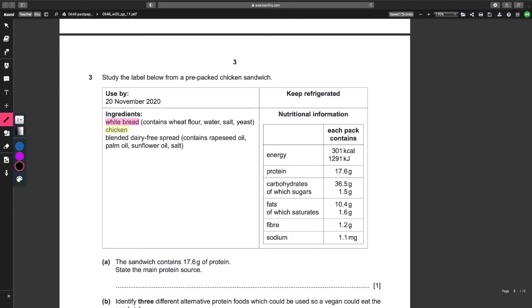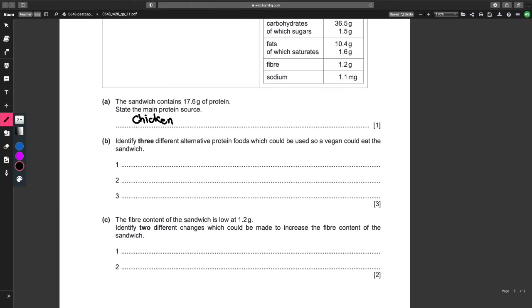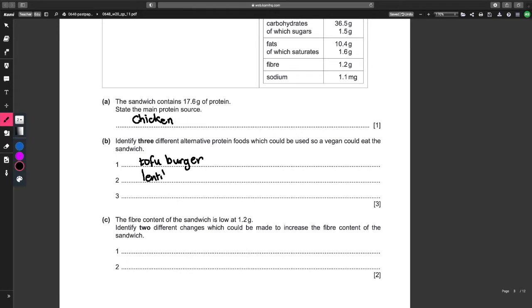Okay, so the main source of protein in this sandwich, of course, we've mentioned this before, is the chicken. So identify three different alternative proteins that could be used so that a vegan could eat the sandwich. Okay, so we need to change up the chicken and still keep the sandwich tasty. So we could do a tofu burger. We could also create a lentil burger. Quite like lentil burgers. Lentil burgers, a tofu burger.